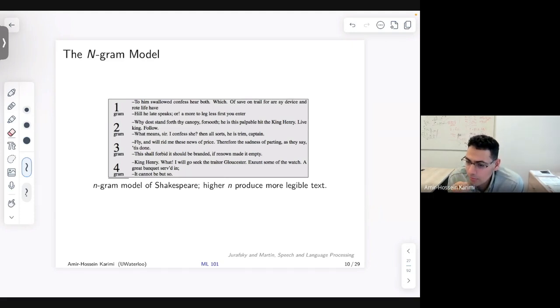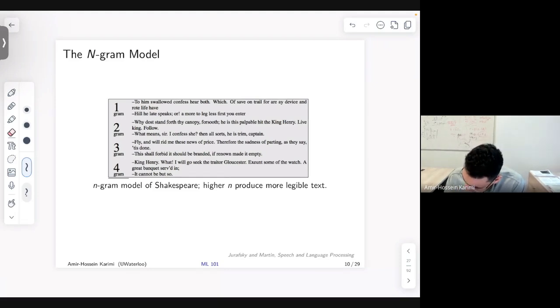But as you try to learn longer sequences and longer n-grams and then generate text based on those probabilities, you get something like the 4-gram model on the bottom row. "King Henry, what? I will go seek the traitor Gloucester. Exeunt some of the watch." Certainly Shakespeare, but now it actually has some structure to it, maybe some meaning to it, right? So longer n-grams are important.